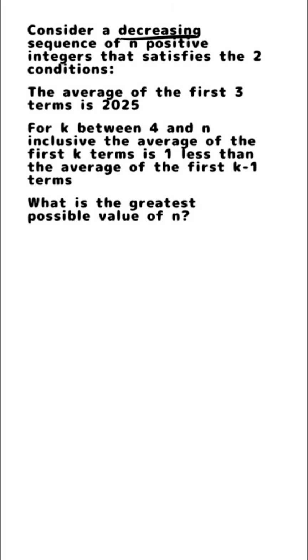Problem 17. Consider a decreasing sequence of n positive integers that satisfies the two conditions. The average of the first three terms is 2025. For k between 4 and n inclusive, the average of the first k terms is 1 less than the average of the first k minus 1 terms. What is the greatest possible value of n?